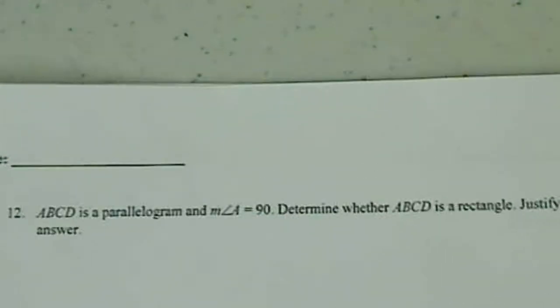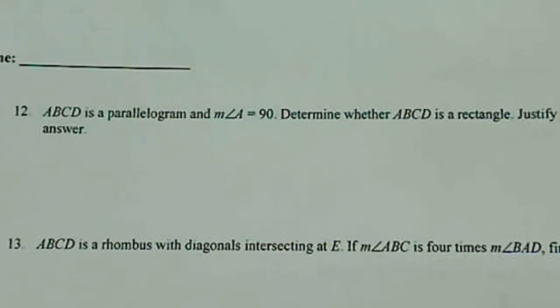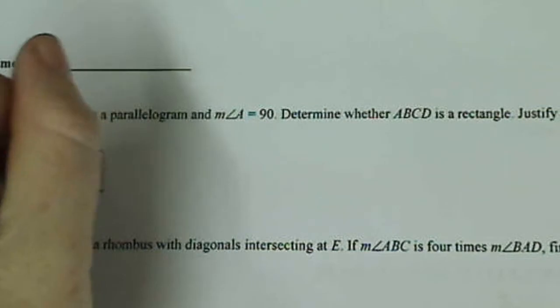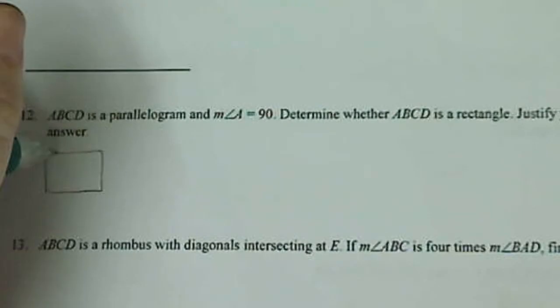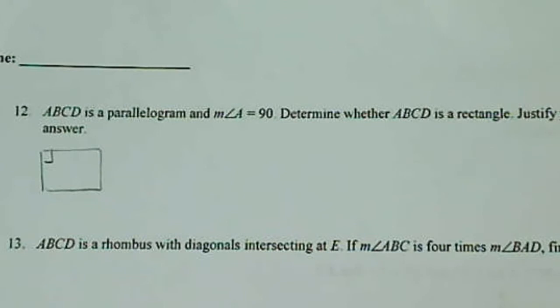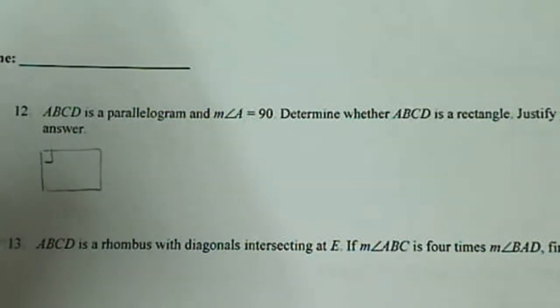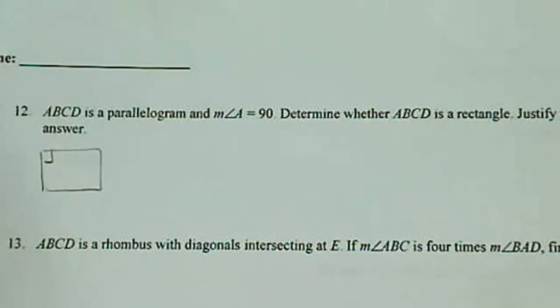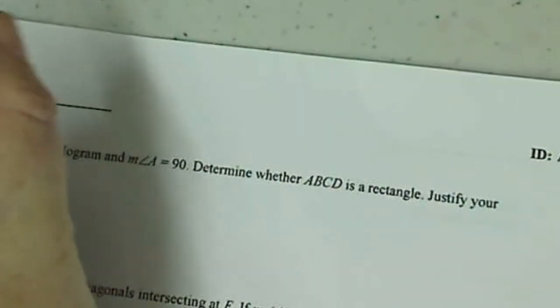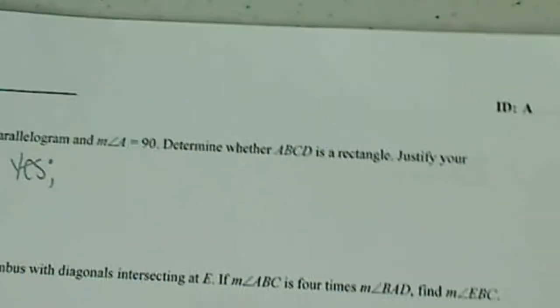Okay, number 12. We know that ABCD is a parallelogram. Angle A is 90. We want to know whether ABCD is a rectangle. So think about this. I sketch it out. If one angle is 90, all the other angles have to be 90. So if all four angles are 90, it's a rectangle. So let's state that. Yes. Here's why.